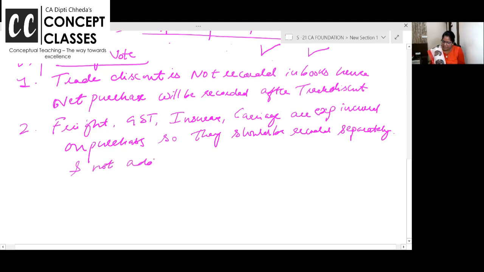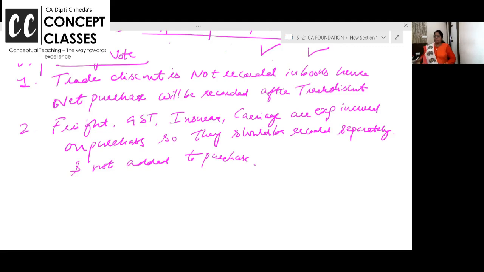And not added to purchase. Don't add it to purchase. You record it separately. How? I'll tell you. Shall we do the posting now? Writing the journal entries over, dear students. Shall we do the posting now?